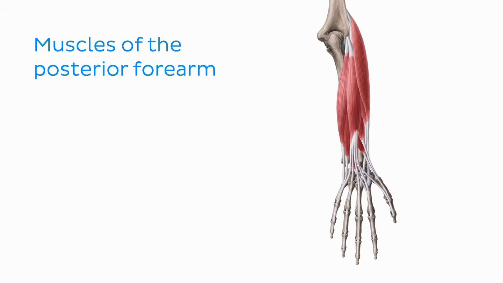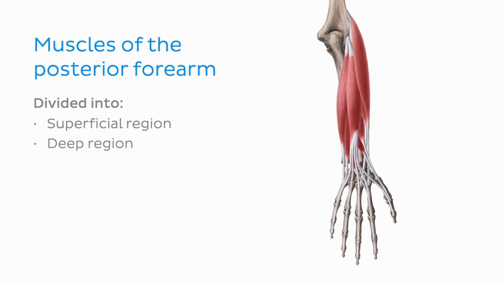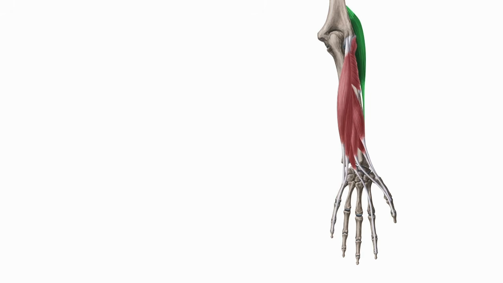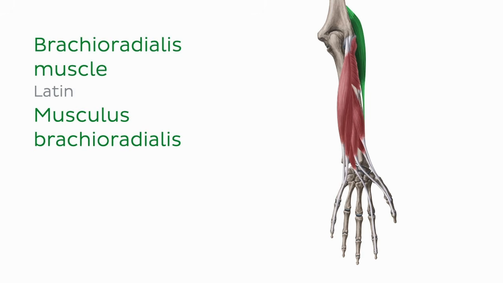Just like the anterior forearm, the muscles of the posterior forearm are also divided into superficial and deep regions. Muscles within this compartment are known as the extensor muscles, as this is the main action they perform. Let's begin by taking a look at the 6 muscles of the superficial layer first. The most superficial muscle of the posterior forearm is the brachioradialis muscle.